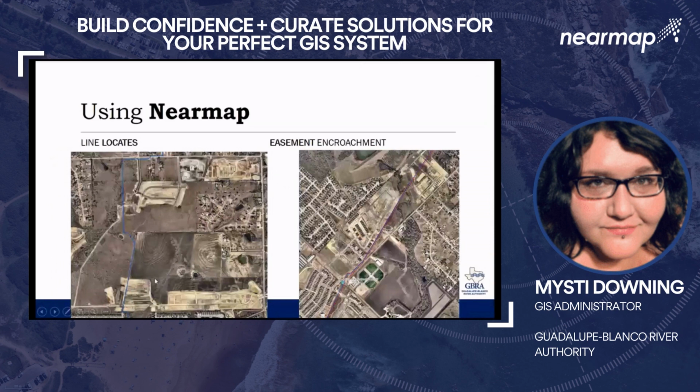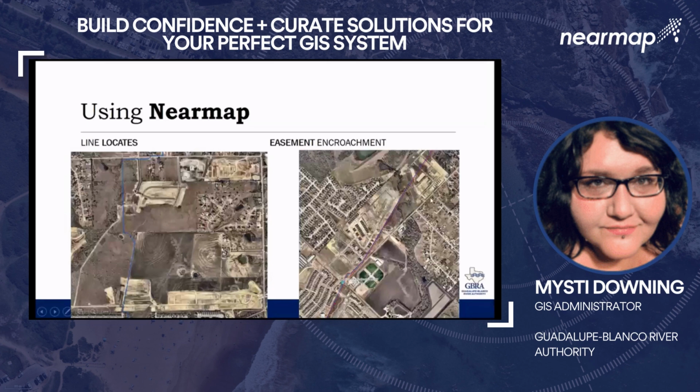They will get an email coming in when you call Texas 811 about digging or any development. They can usually get into the GIS and look at the Nearmap imagery and decide whether or not that line locate is going to be relevant to us, versus having to drive out anywhere and do an on-the-ground evaluation.